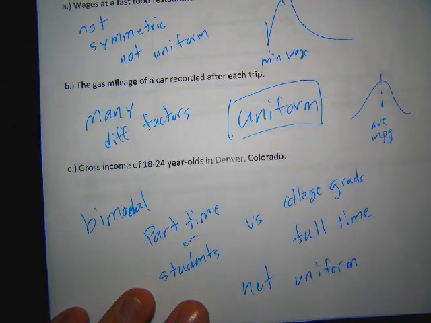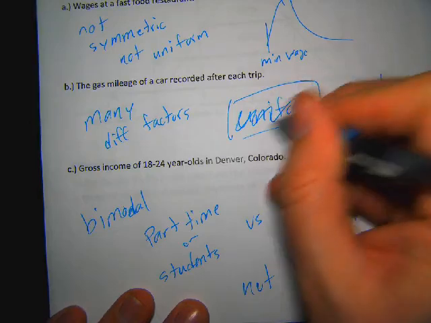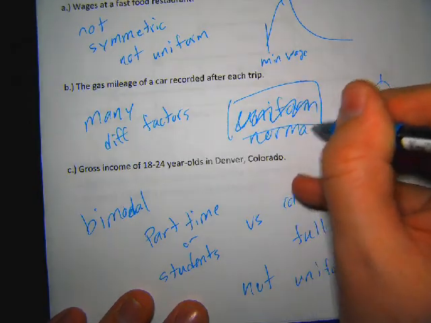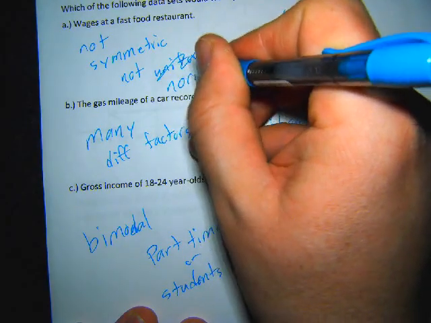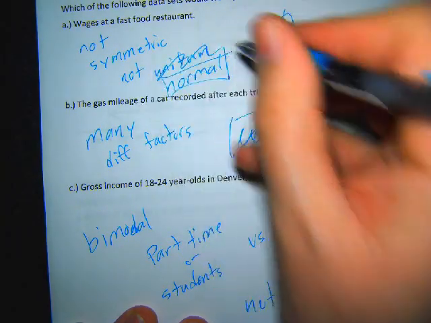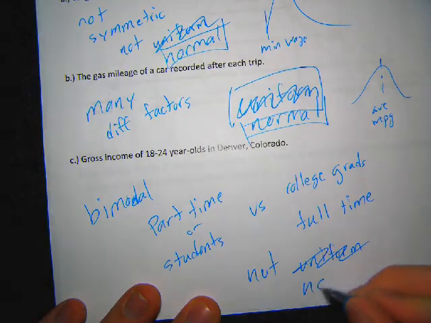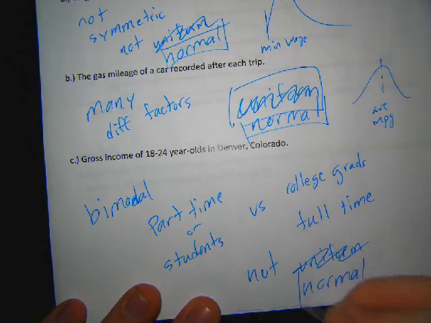Normal. I keep saying uniform. It helps if you say the right word. I am the worst about trying to say uniform instead of normal. Normal. Uniform is different. That's flat. This is supposed to be normal. I did it the whole time. I'm sorry about that. All right.